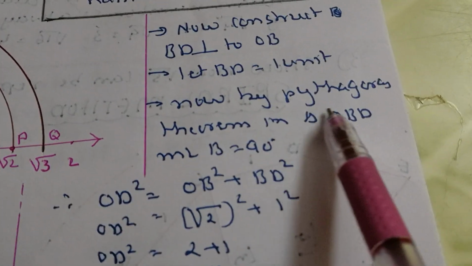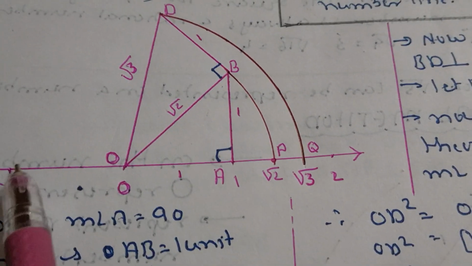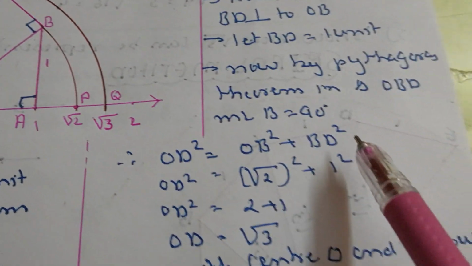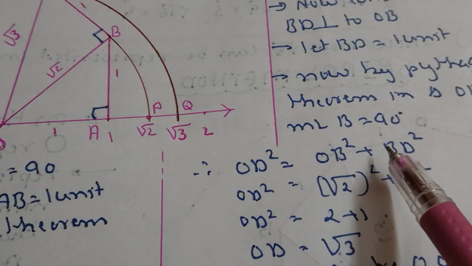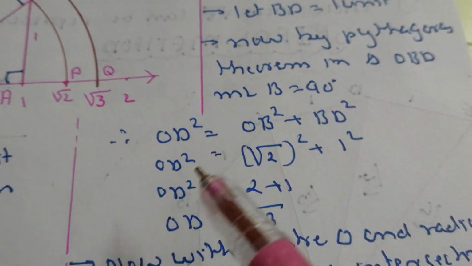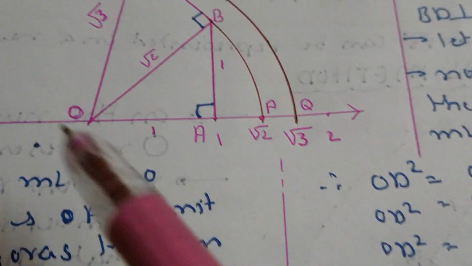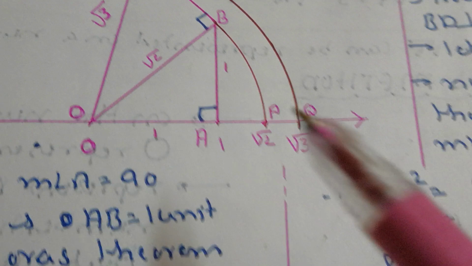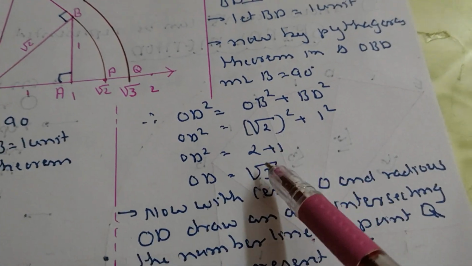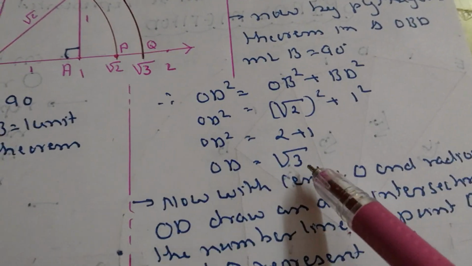Now according to Pythagoras theorem, in triangle OBD, measure angle B is equal to 90 degree. Now OD square is equal to OB square plus BD square. OB is root 2 square plus 1 square. Root 2 square is 2. 2 plus 1, that is 3. So OD is equal to root 3.